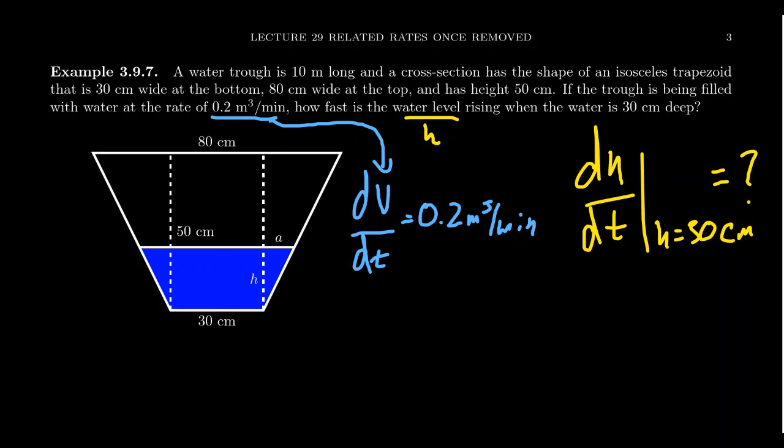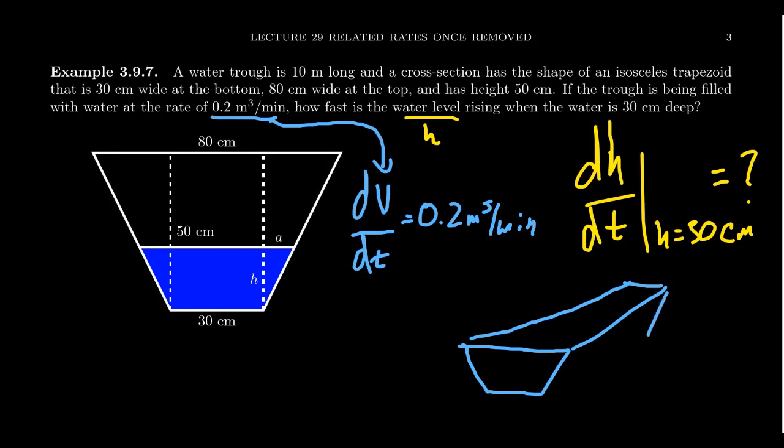This is the unknown that we're trying to find. So we have a known derivative with respect to volume, and an unknown derivative with respect to the height. We have to find a relationship that connects the volume and the height together. When we think of this water trough, it would look like a really long rain gutter. We're trying to find the volume of this thing, for which the height would be in connection. So the volume formula might be the right way to approach this.